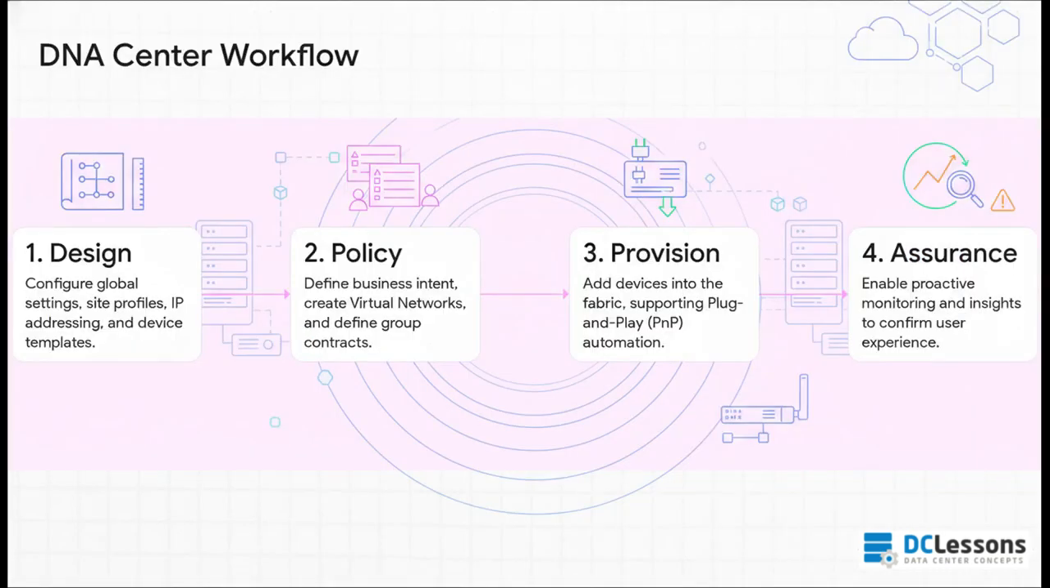And the workflow inside DNA Center is this really elegant, continuous loop. You start with design, where you lay out your network sites and IP schemes. Then you define your business goals and policy. You know, who gets to talk to what. DNA Center then automatically provisions all the devices to build out the fabric for you. And finally, the assurance engine is constantly monitoring the network's health, making sure it's doing what you intended and giving you these incredible insights if anything starts to go wrong.